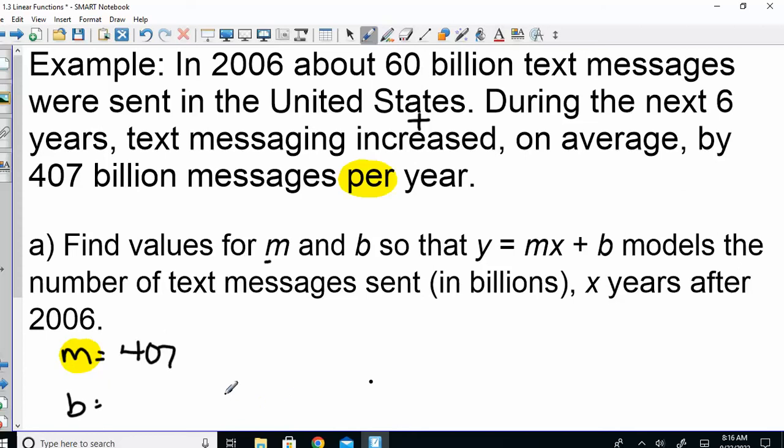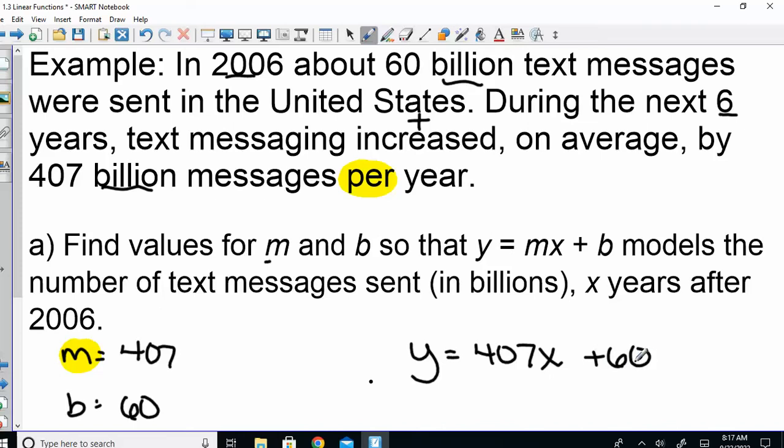My y-intercept. What's a y-intercept? The thing that we only have. Right, the thing that happens once. It's like our starting point. Make sure everybody's with me right now, please. So when I began this, how many text messages did we start with? 60 billion. Okay, since both of these are in billion, I'm not going to add all the zeros. Do I need the 2006 and the 6 anywhere? No. So my equation would be y equals 407x plus 60.